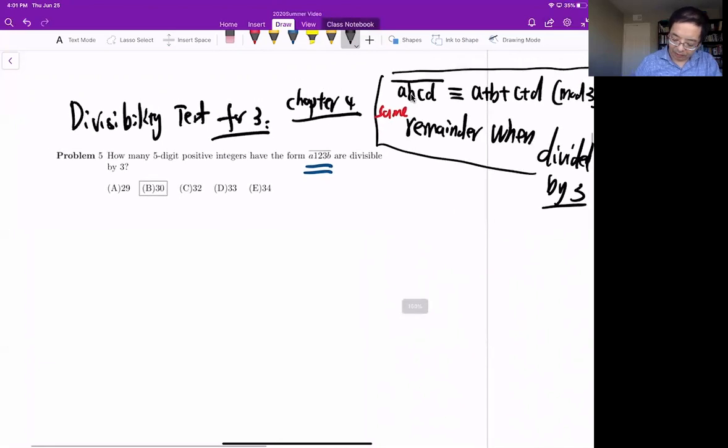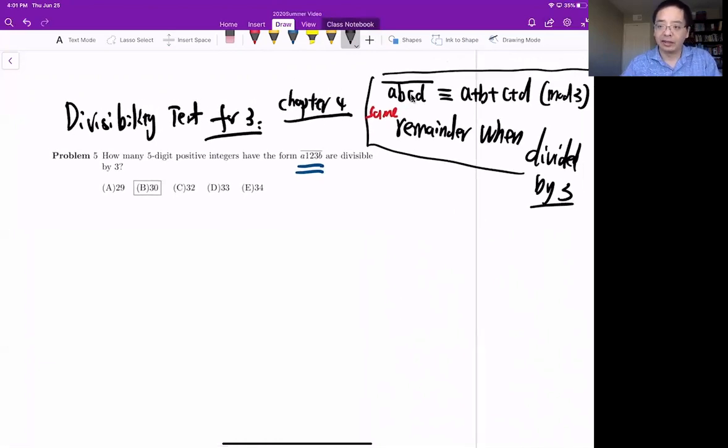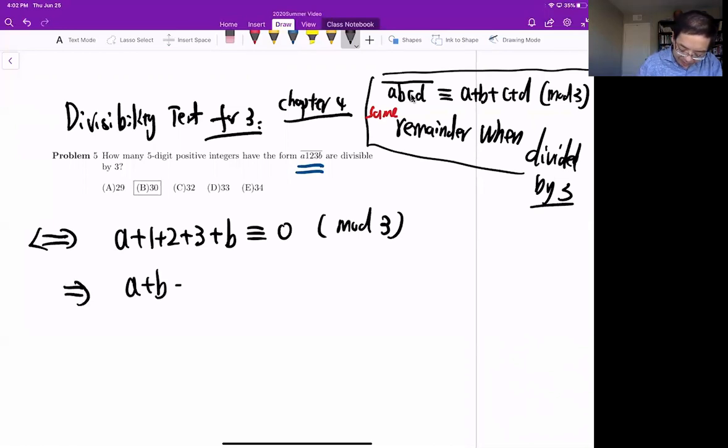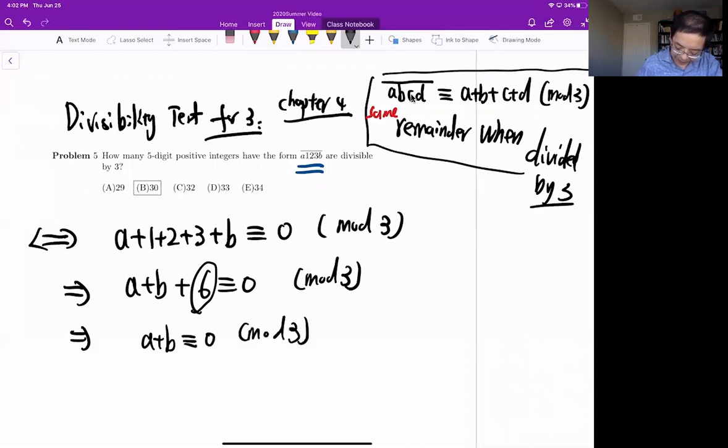Especially, if one is divisible by 3 if and only if the other one is divisible by 3. So what we have is, we just want to look for A plus 2 plus 1 plus 3 plus B. This one is divisible by 3. Here I use the notation meaning the remainder is 0 when divided by 3. So this just means A plus B plus 6 is divisible by 3. Well, 6 is already divisible by 3, so you just want this A plus B to be divisible by 3, right?